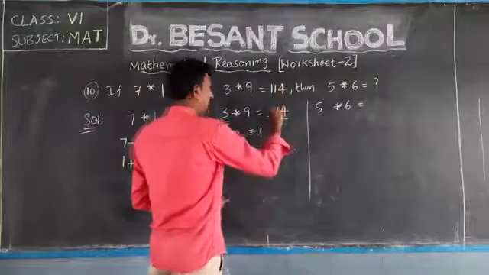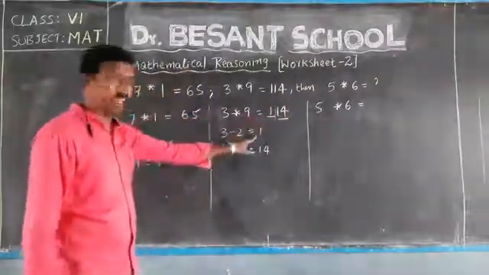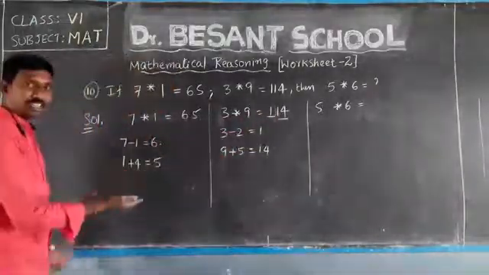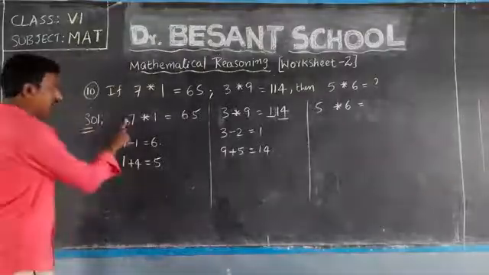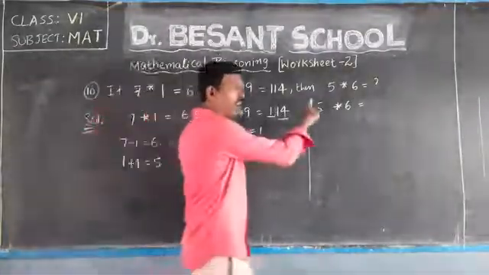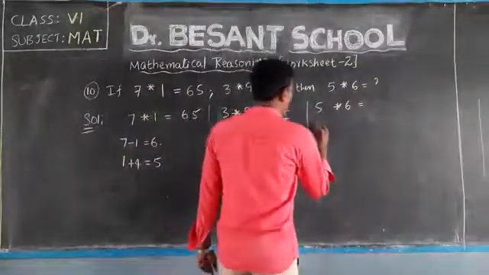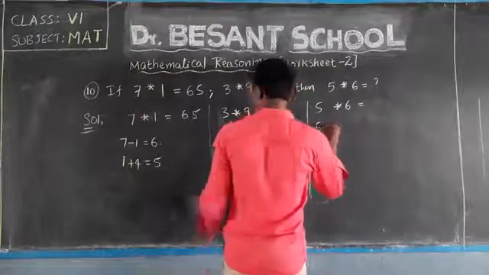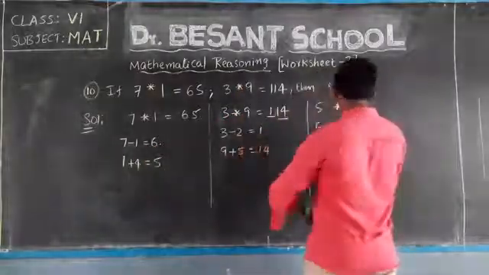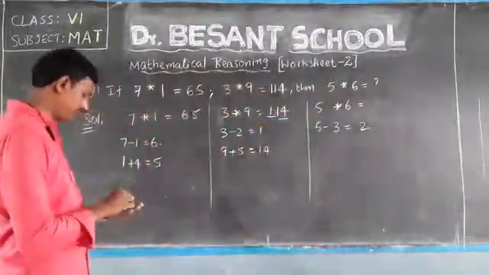Okay. So 1, 1, 4. So 3 minus 2 is 1 and 9 plus 5 is 14. You can obtain the logic here. So what is going on here? For the first number, 1 is subtracted, here 2 is subtracted and here 3 is to be subtracted. So 5 minus 3 is equal to 2.